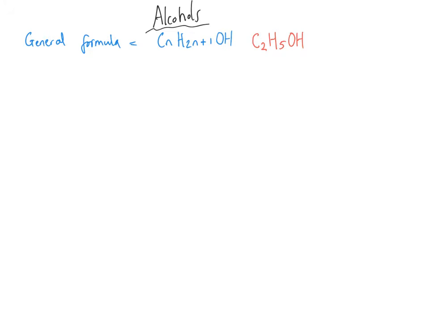Now, the formula could be expressed as CₙH₂ₙ₊₂O. That is slightly more tidy, but it is less helpful, because writing it with the OH group like this gives you the knowledge that this is an alcohol, because the alcohol functional group is a carbon atom connected to the OH group, sometimes simply written ROH.